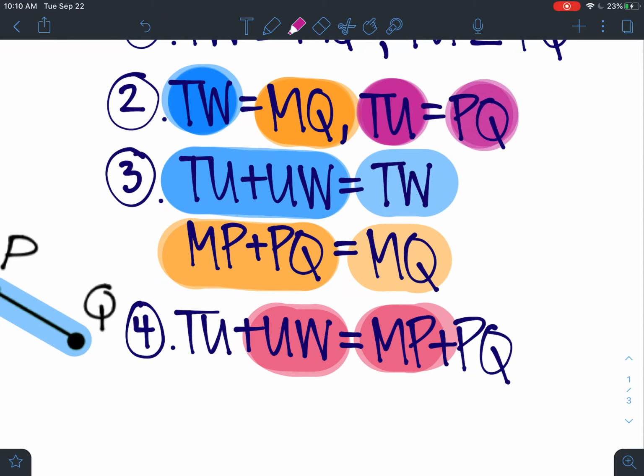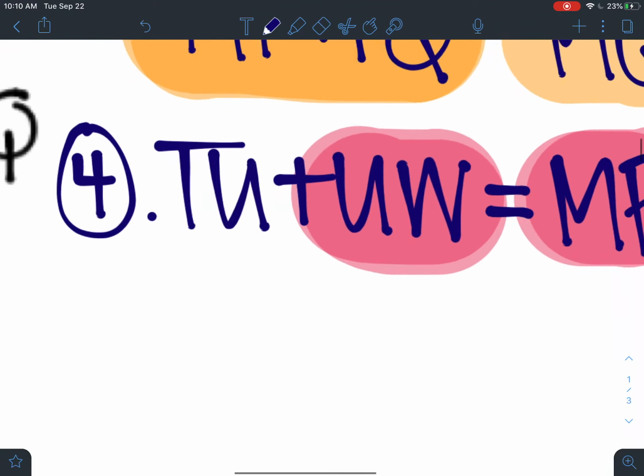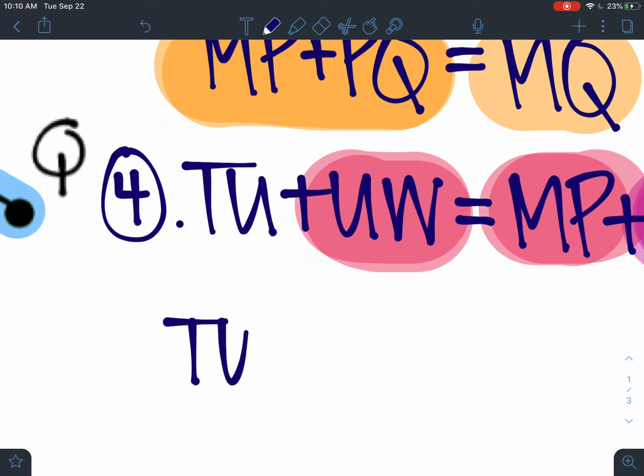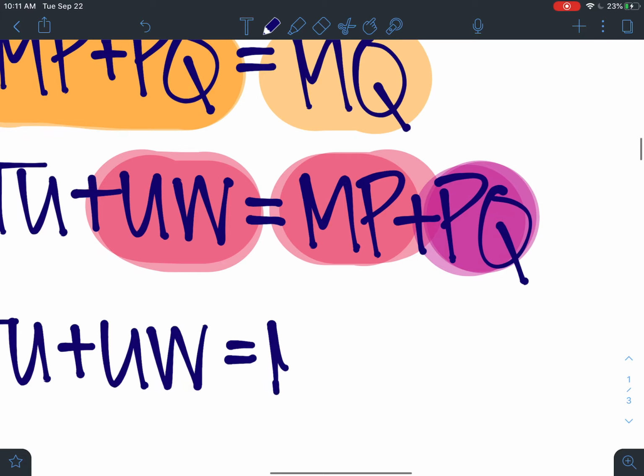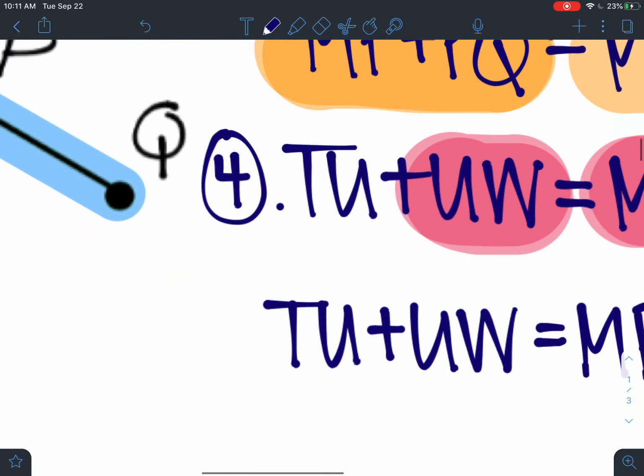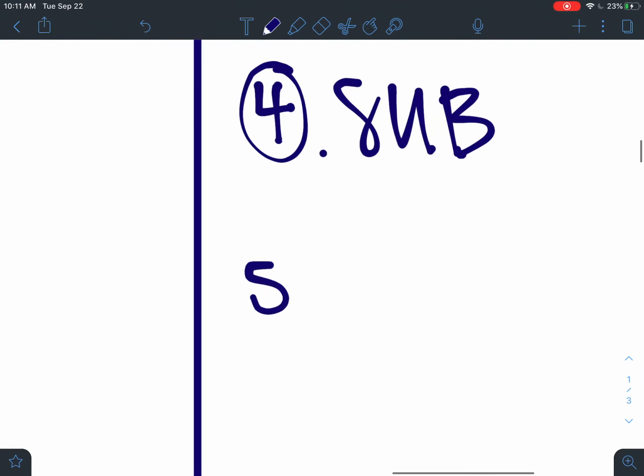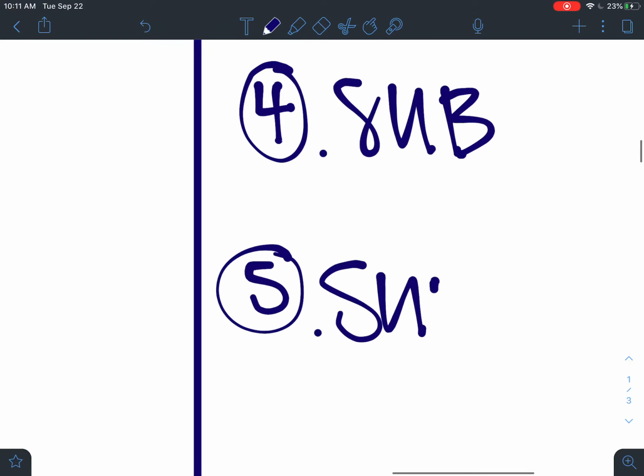So you can do it either way, but what I'm going to do is take this TU and plug it in for that PQ over there, and you'll see it in a second. So I'm going to do TU plus UW equals MP plus TU. And that's again by substitution. So we're going to have a double substitution here. So step 5 is also through substitution.